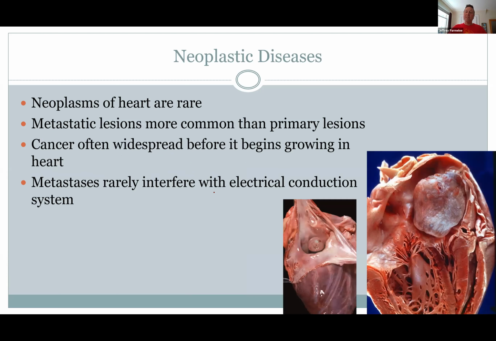All right, neoplasms, cancers. Rarely do you have it in the heart. Of course, you can Google and find some images and see these tumors in the heart. So yes, it does occur, but you don't hear a lot about it. Often it's metastatic. It doesn't form in the heart, but it travels there because the heart is carrying all that blood, and it may stop and grow there. But it's pretty rare to have neoplasms of the heart.